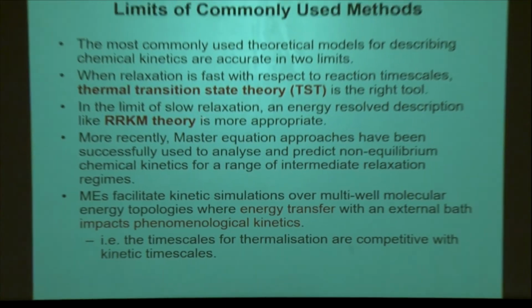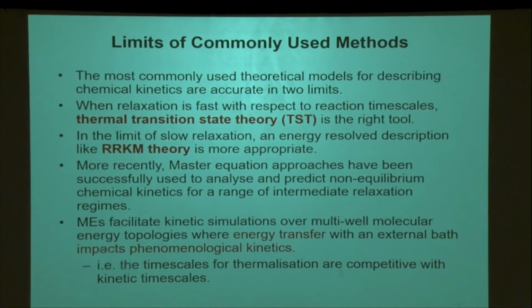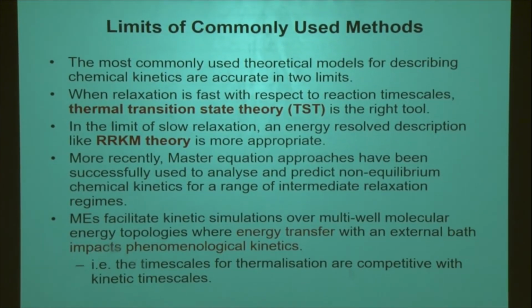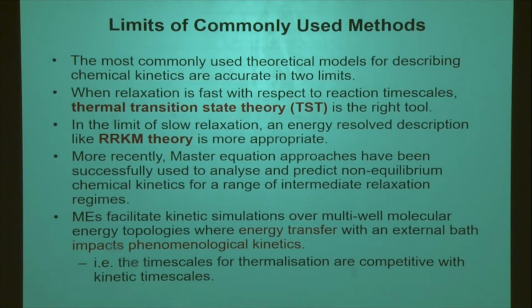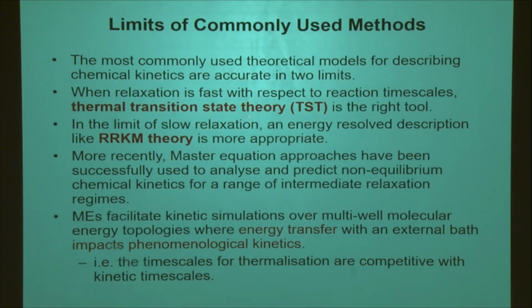To give a takeaway message, the most commonly used theoretical methods are accurate within two limits. When we've got fast relaxation with respect to the timescales, then we can use transition state theory. Here we've basically got a thermalized system with the Boltzmann distribution, and energy transfer happening on much more rapid timescales than the kinetics. If we've got slow relaxation, then we need an energy-resolved description like RRKM theory. That's going to be more appropriate.